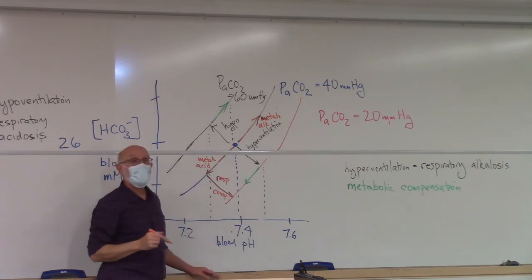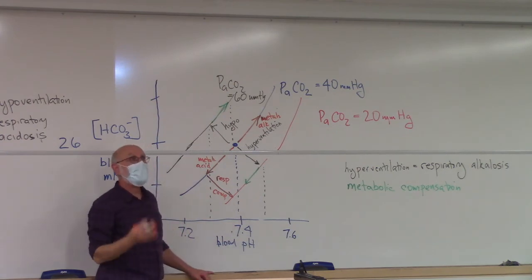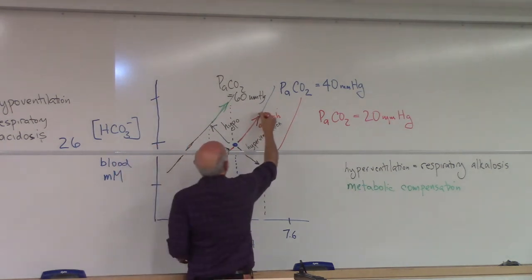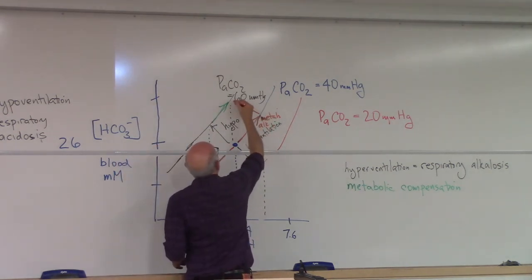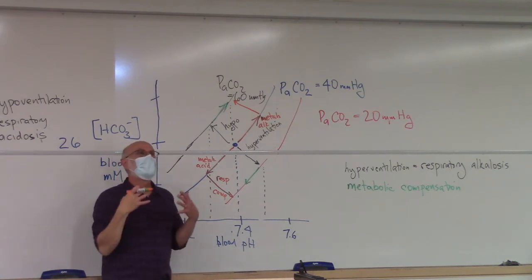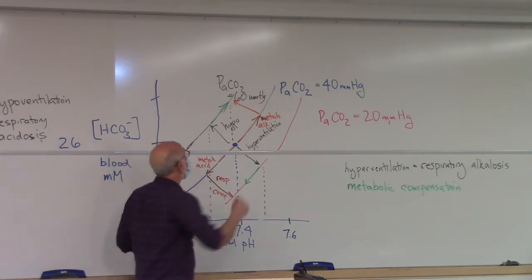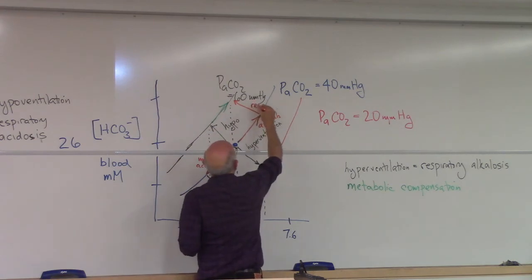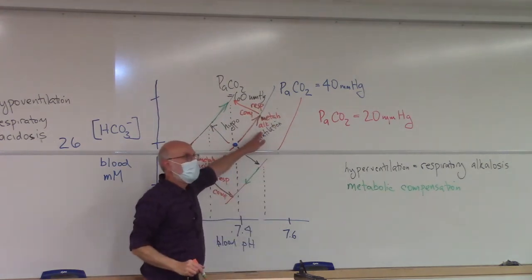What would your respiratory system do to try to compensate for metabolic alkalosis? It's going to hypoventilate, but it's not hypoventilation. It's lowered ventilation, a respiratory compensation for metabolic alkalosis.